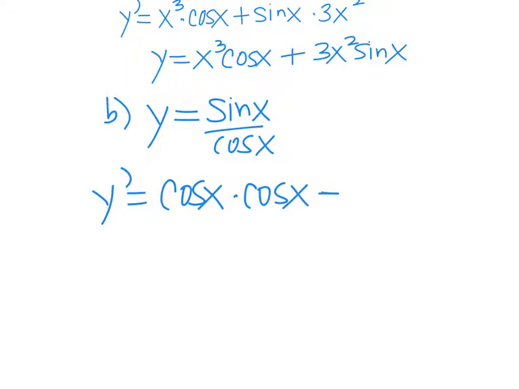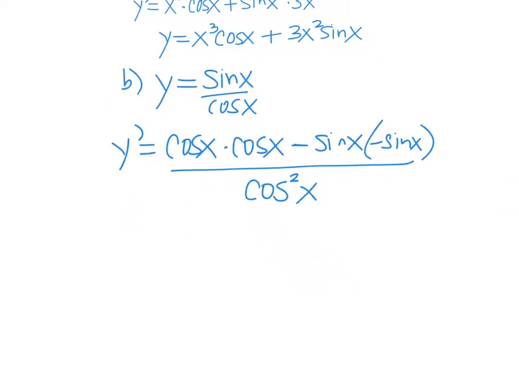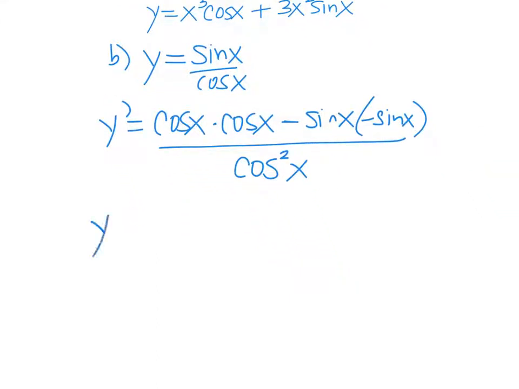Minus high, which is sine x, d low. What's the derivative of cosine x? Negative sine x. Good. Over the square of what's below, cosine squared x. Okay, now let's fix this stuff. Cosine times cosine is cosine squared. Negative sine times negative sine is positive sine squared.